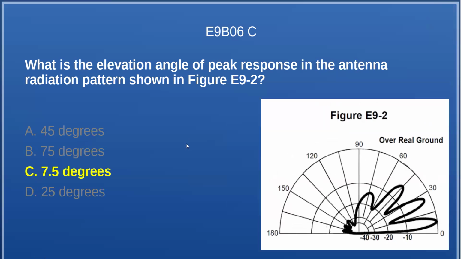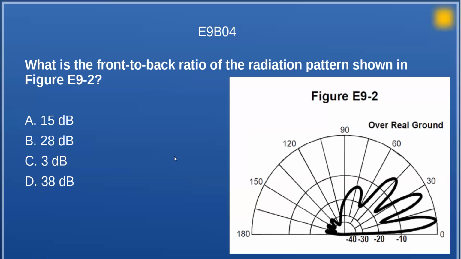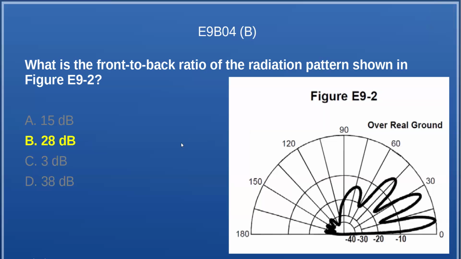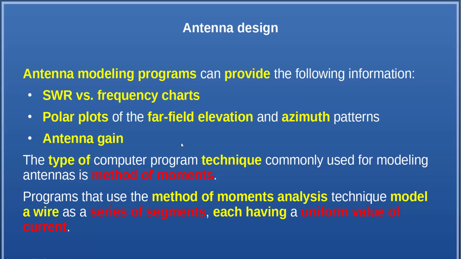Okay, where did that number come from? Where this peak is on the lobe. See, it's 0 to 30, so this line would be 15. Gotcha, okay, so it's about halfway. So it's around 7.5. Thank you. And we did that one, okay.